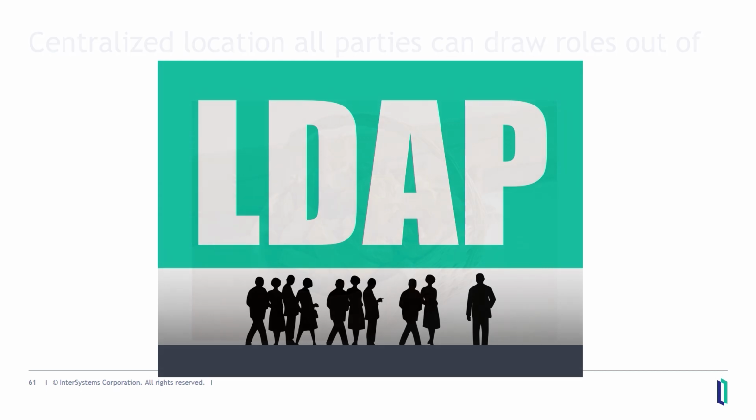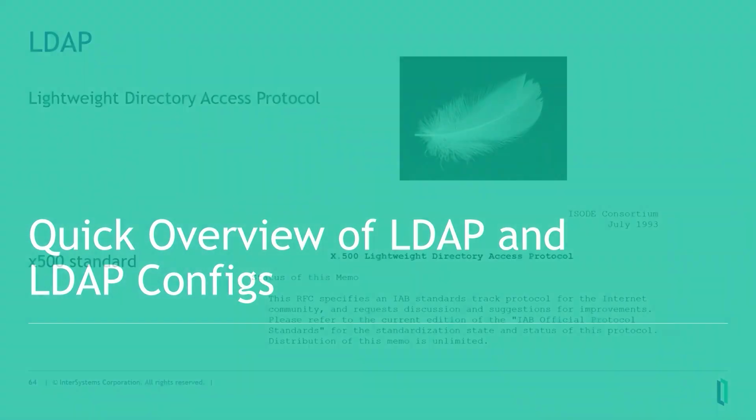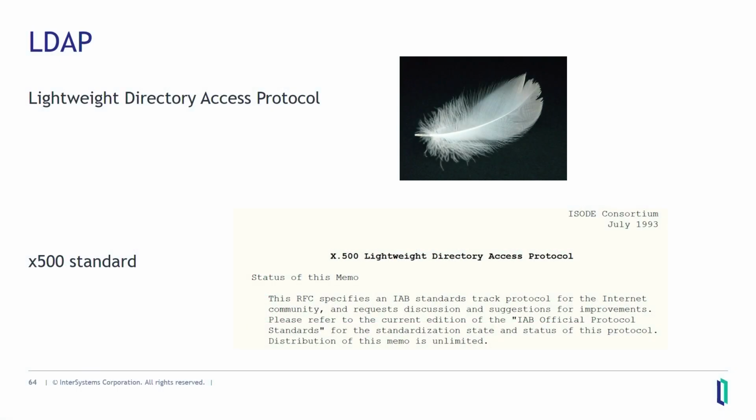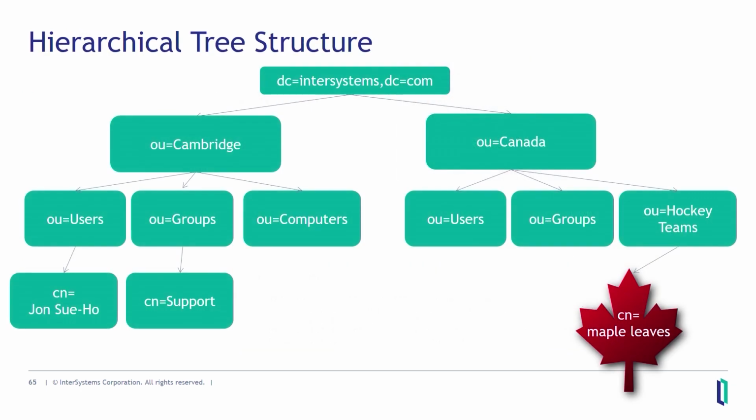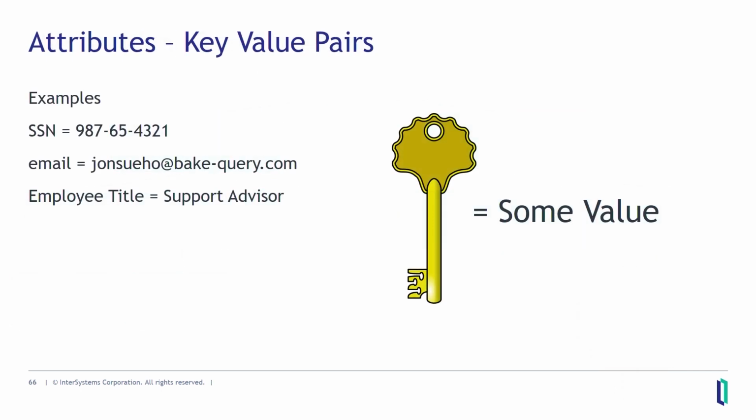So, well, what the heck is LDAP? Very quickly, LDAP stands for Lightweight Directory Access Protocol according to the X.500 standard, so on and so forth in this RFC. It's a directory. It's organized in trees, and it contains objects, which could be anything, but you're really going to care about user objects and group objects. These objects have attributes, which have values.